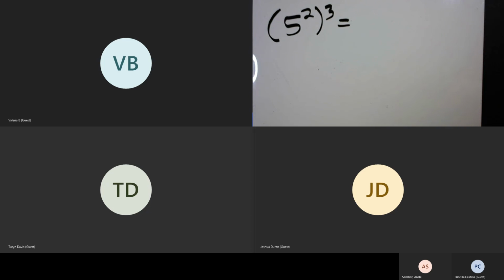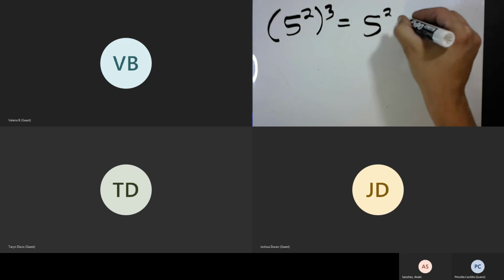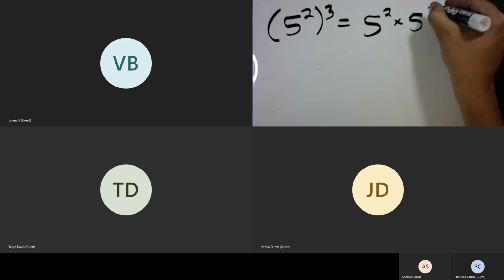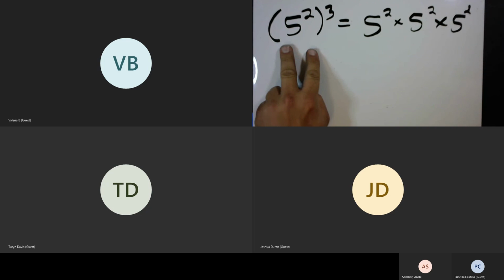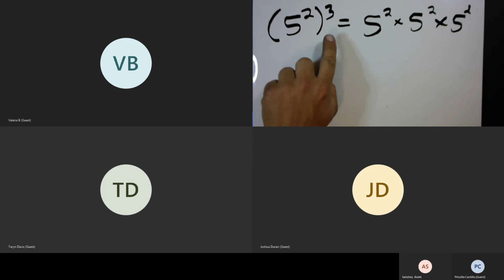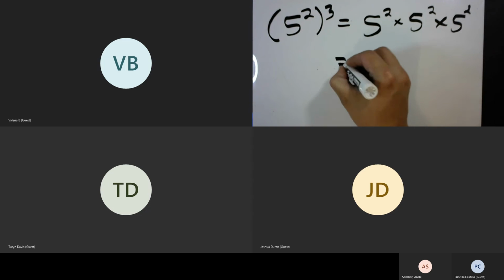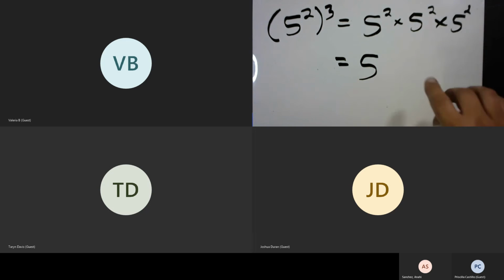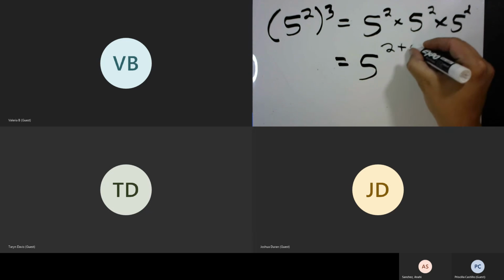So we have 5 squared to the 3rd power. What this means is 5 squared times 5 squared times 5 squared. Whatever's in here, we have 3 of them multiplied together. Whatever this is, if it's simple or complicated, we're going to have 3 of them multiplied together. Now we use our product rule, so we add the exponents.